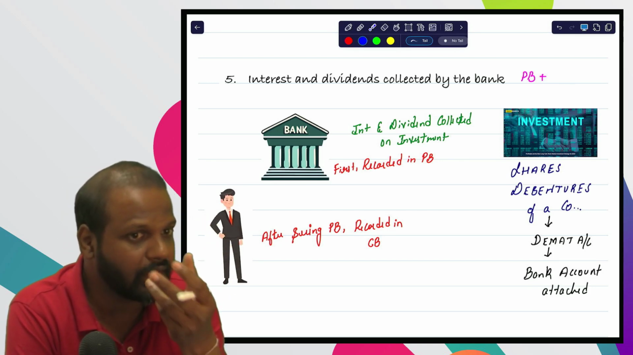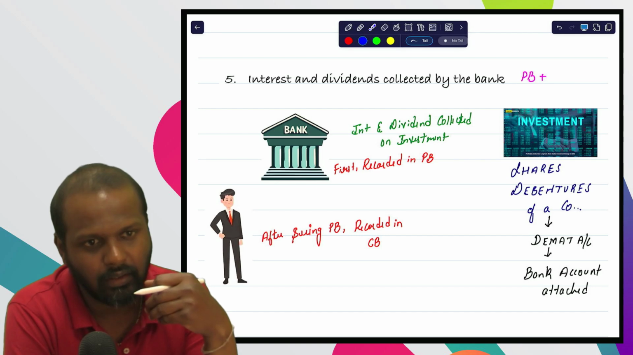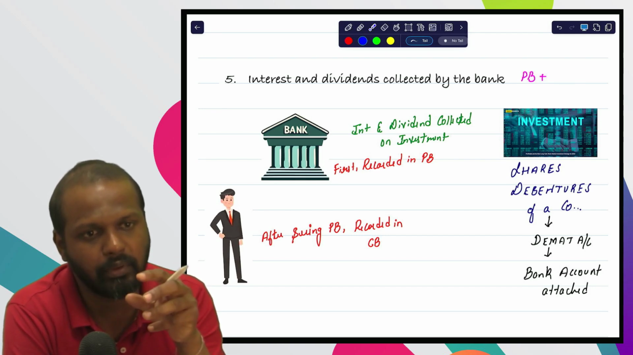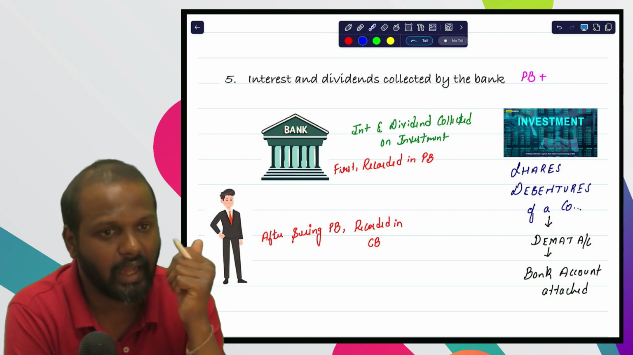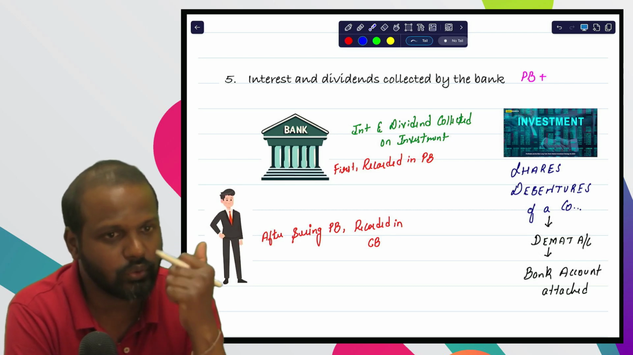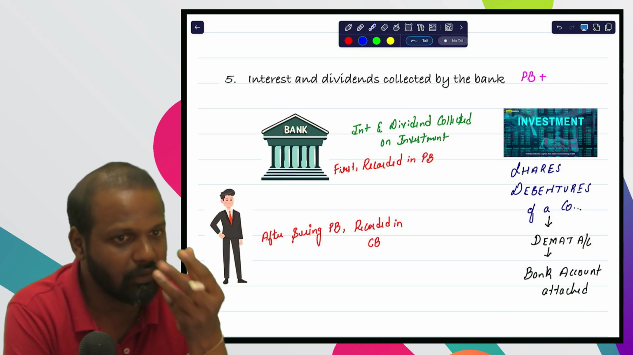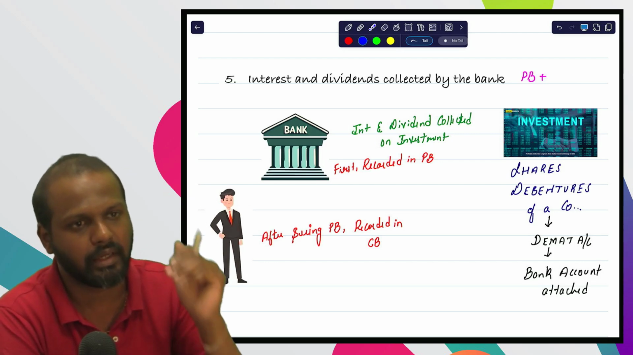So first, who will receive the interest or dividend? On my investment, some interest or dividend income has arrived, and that money is received directly by my bank. So first you will find the entry in the passbook, and once my bank receives the interest and dividend income, they will do plus in my bank balance. My bank balance will increase.